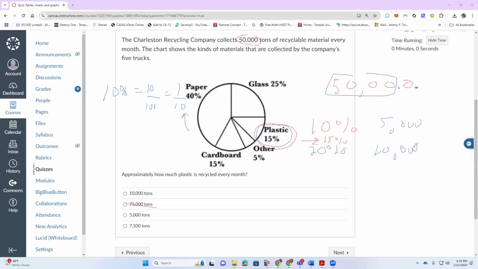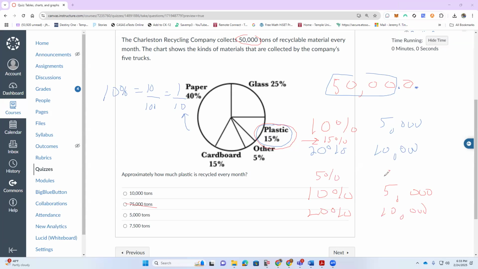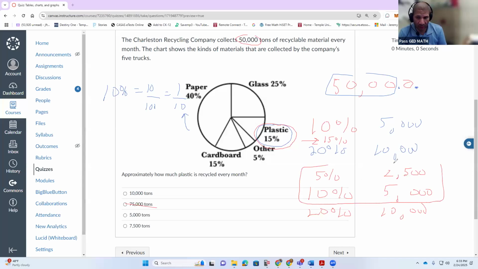To find 10%, we said 10% was 5,000. We can now find anything close to 10%. Why? If we know 10% is 5,000, 20% is twice as big, which is 10,000. 5% is half of 10%, which is 2,500. This is the common sense way. To find 15%, we take those two. What's 5%? 2,500. 10% is 5,000. We add those together, we get 7,500.